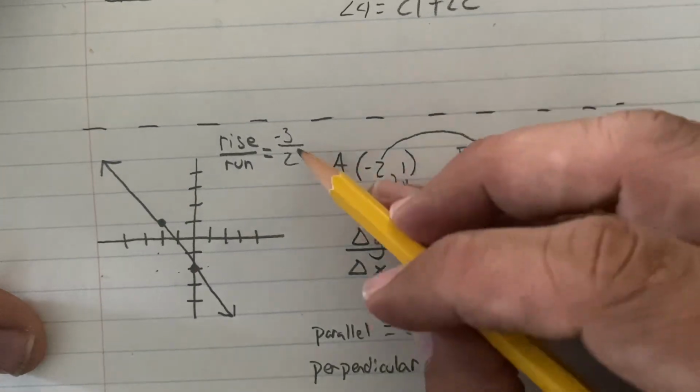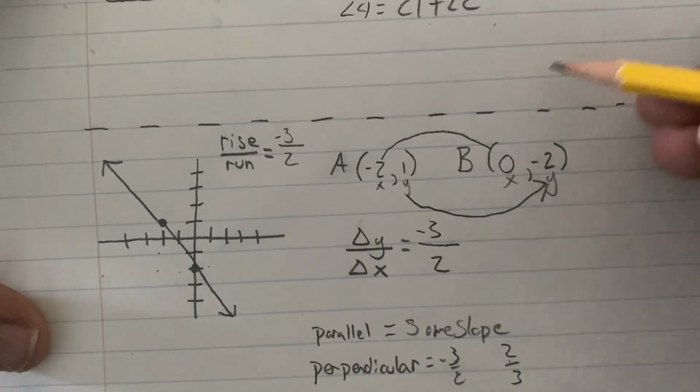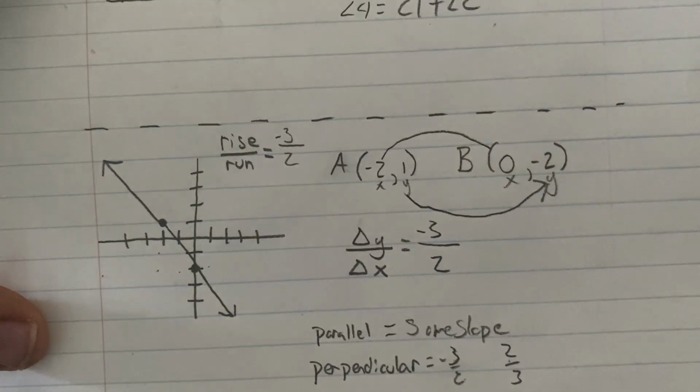Same slope because it's the same points. So it works in both methods. You could do this method or that method. And that's how you check if something's parallel or perpendicular.